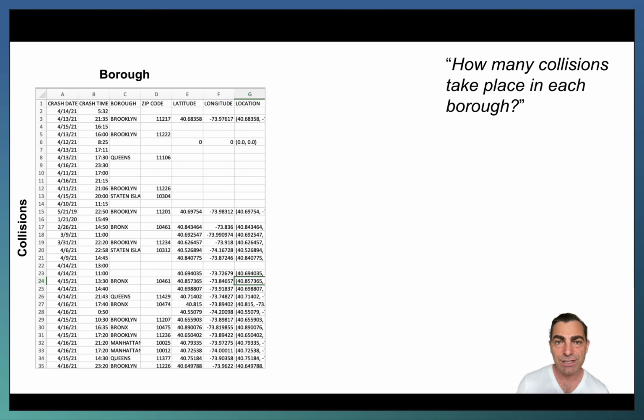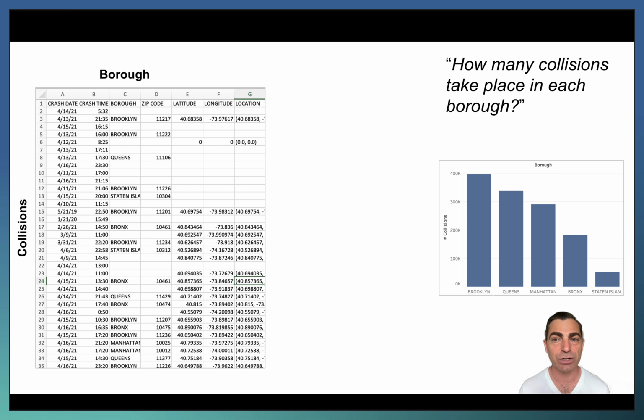Now, imagine that we want to answer the question: how many collisions take place in each borough? And how do the boroughs compare in terms of collisions? Well, we can come up with a bar chart like this one, where every single bar represents one borough, and the height of the bar, the length of the bar, represents the number of collisions. Now, try to think for a moment and compare the information that we have on the right and the information that we have on the left.